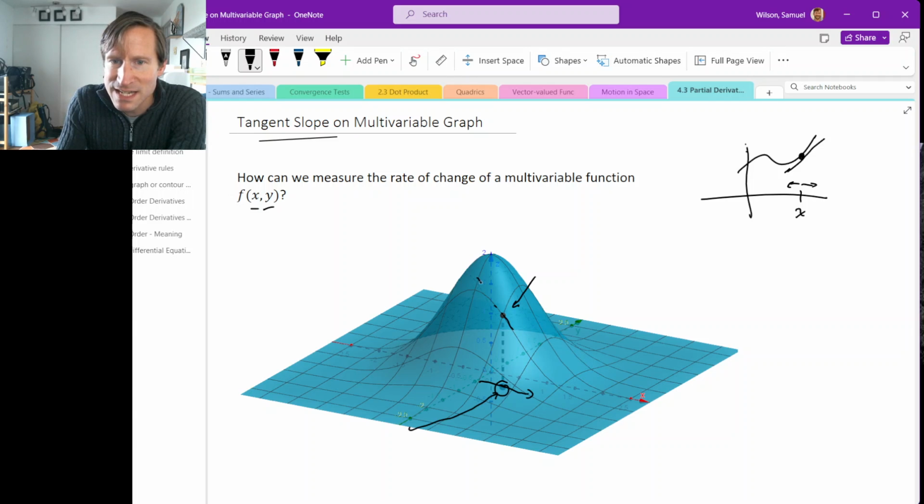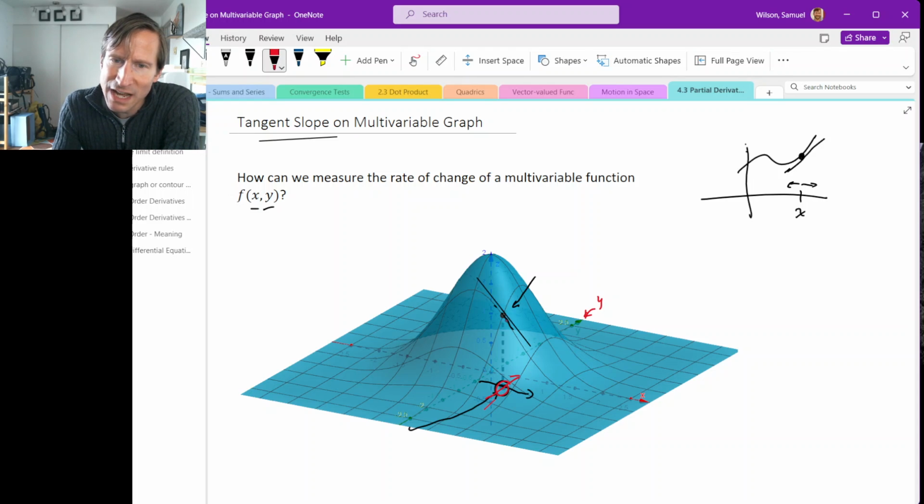This curve here has a tangent line going this way, which is mostly going left to right on the picture, and that would have some slope. It looks like that's a negative slope. The other way that we could have a tangent line is if we took our input point down here and moved it in the y direction, which is this direction here, going mostly into the screen. You can see it in the direction of this green axis back here. This green axis is the y-axis.